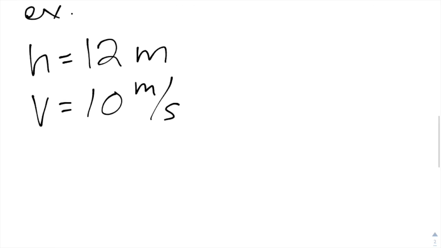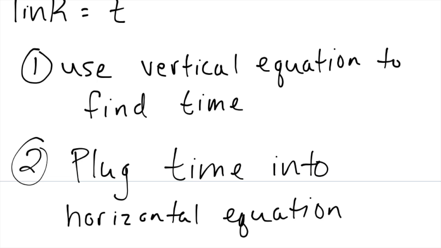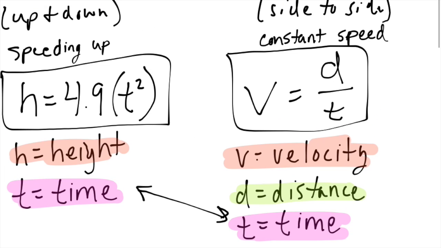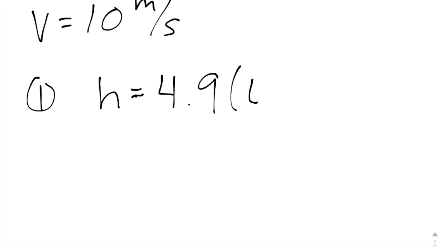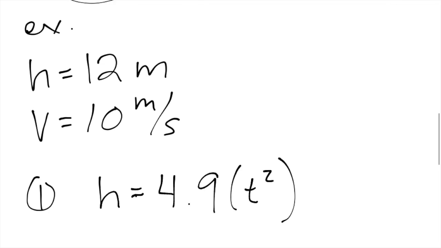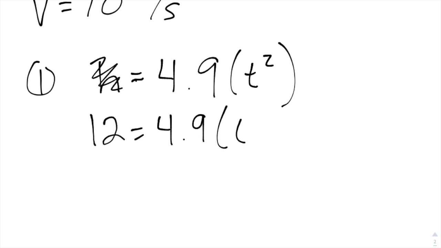Step 1 says use the vertical equation to find time. So I'm going to write down the vertical equation: H equals 4.9 times t squared. Now I know that my height is 12 meters, so let's plug that in. Instead of h, I'm going to go 12 equals 4.9 times t squared.